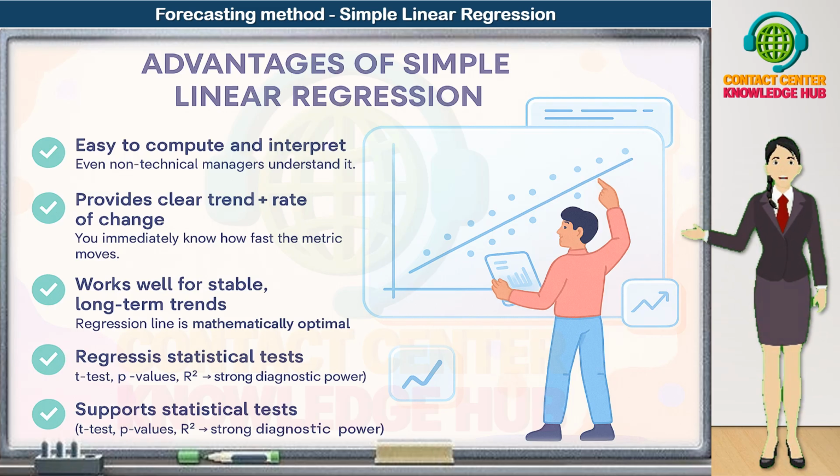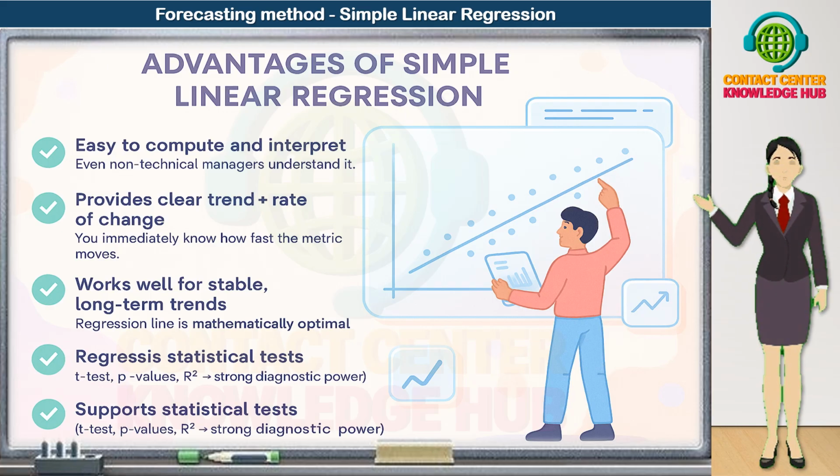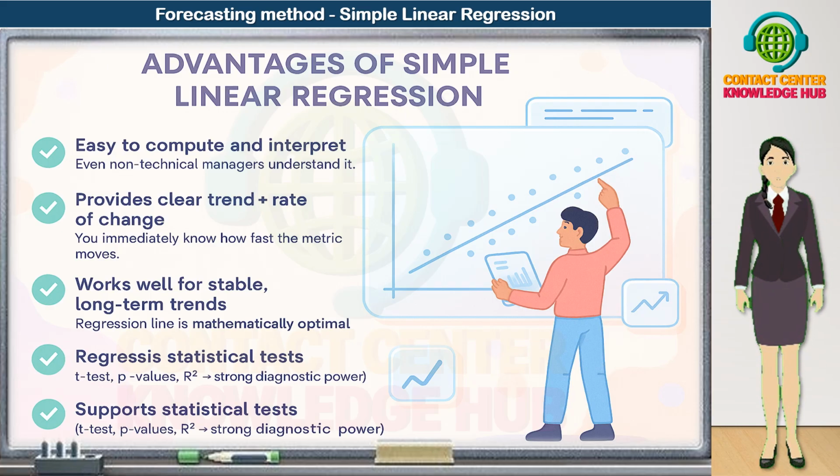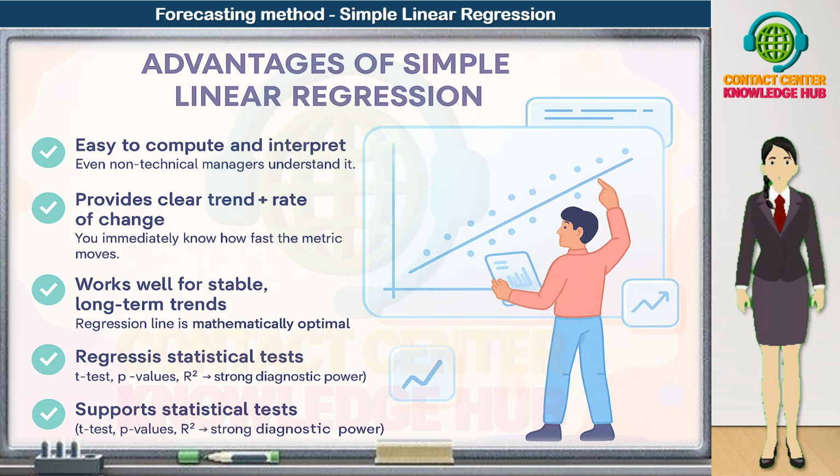Third, it works extremely well for stable, long-term trends. When the pattern is predictable and consistent, simple linear regression gives reliable results. Fourth, the regression line is mathematically optimal. It minimizes the sum of squared errors, ensuring the best possible straight-line fit across the data.